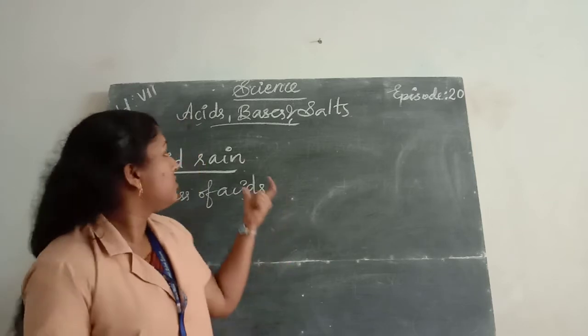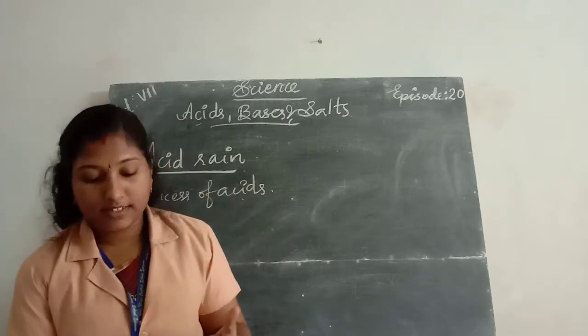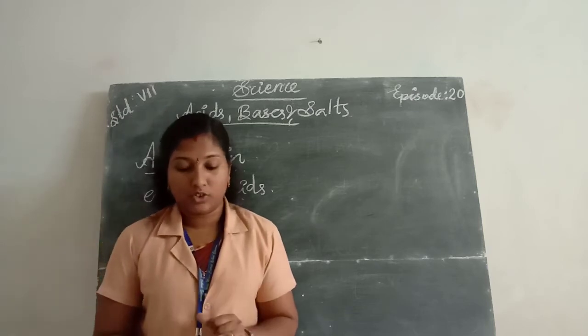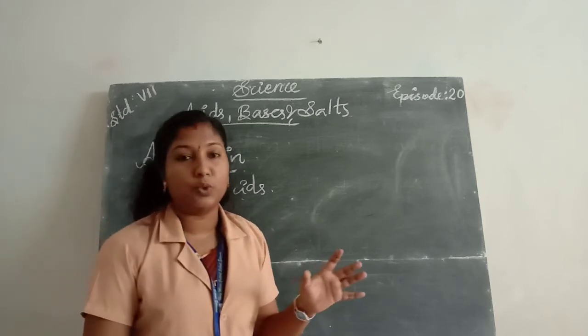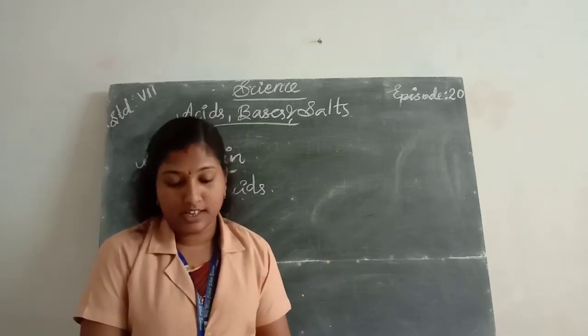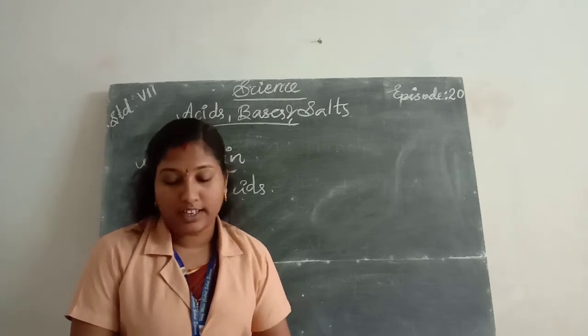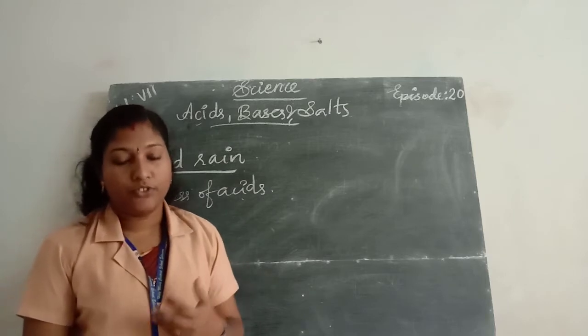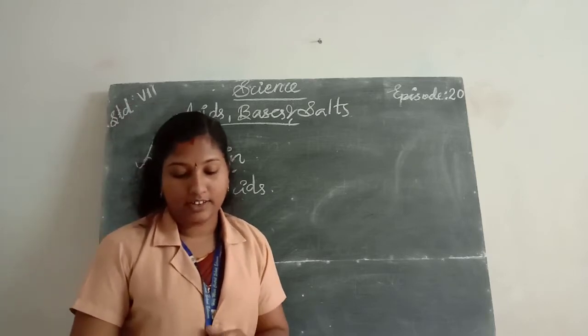The rain becomes acidic because carbon dioxide, sulfur dioxide and nitrogen dioxide, which are released into the air as pollutants, dissolve in rainwater to form carbonic acid, sulfuric acid and nitric acid.